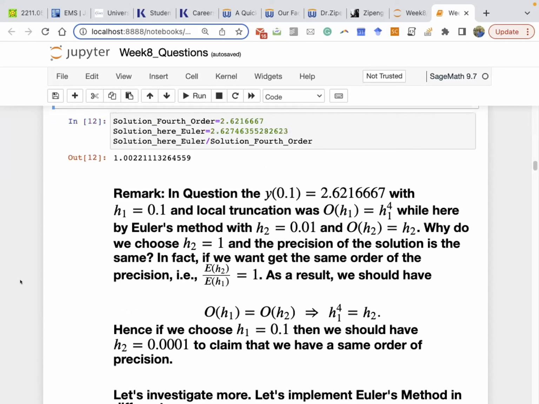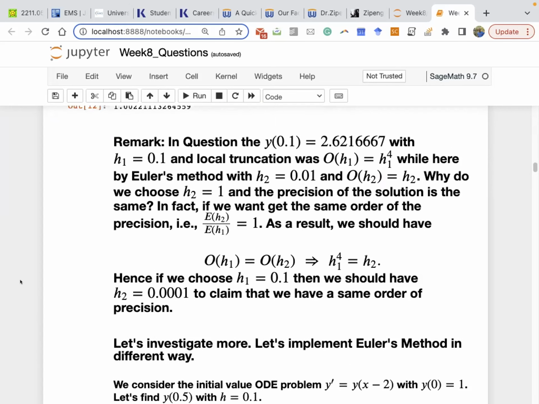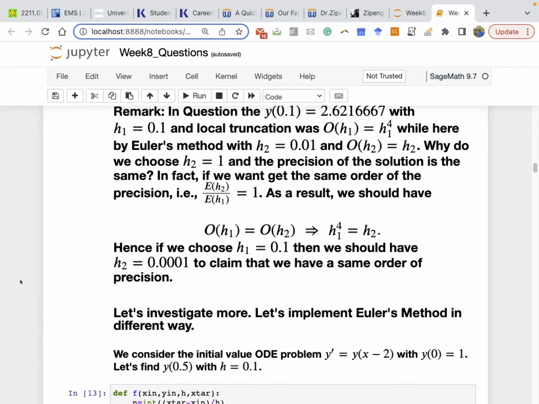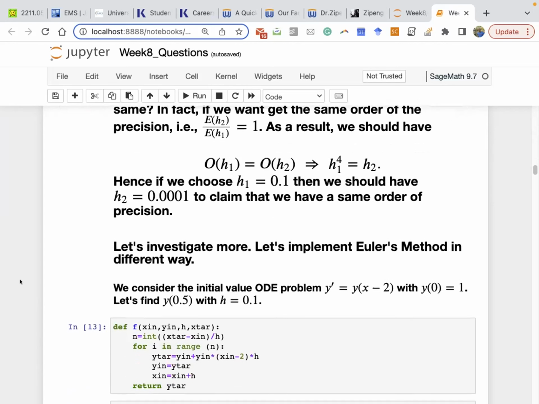Why have I chosen 1 over 10,000? Because global truncation is h to the power 4, but it should be h to the power 3 or 2. But since we did one step, we are happy with power 4. This guy is h2. Okay. Now, to get 1, you see that these guys should be the same. This guy is this one, but h1 is 1 over 10. This means h2 should be 1 over 10 to the power 4. It means 1 divided by 10,000. So order 4, order 1.